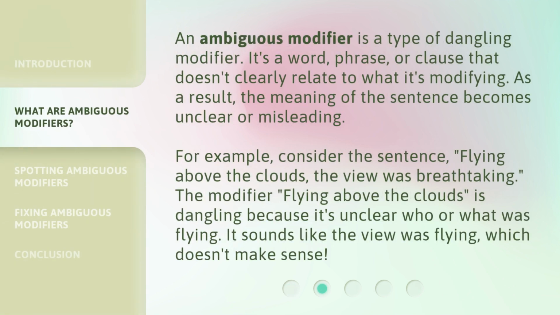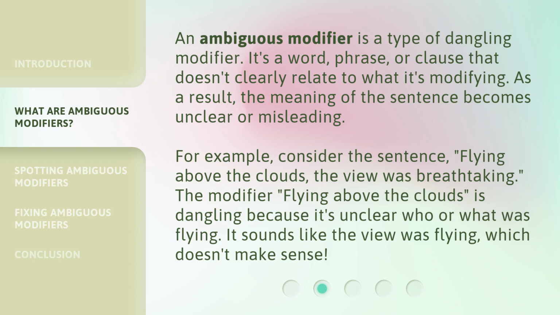An ambiguous modifier is a type of dangling modifier. It's a word, phrase, or clause that doesn't clearly relate to what it's modifying. As a result, the meaning of the sentence becomes unclear or misleading.